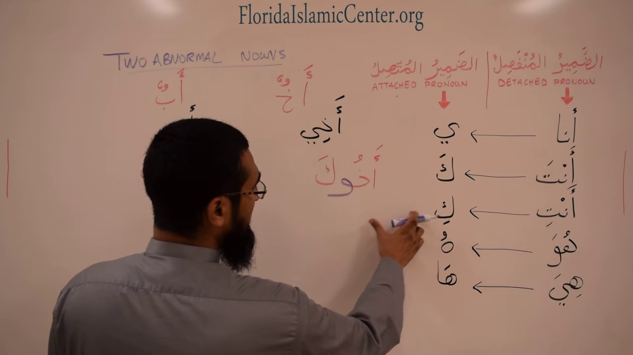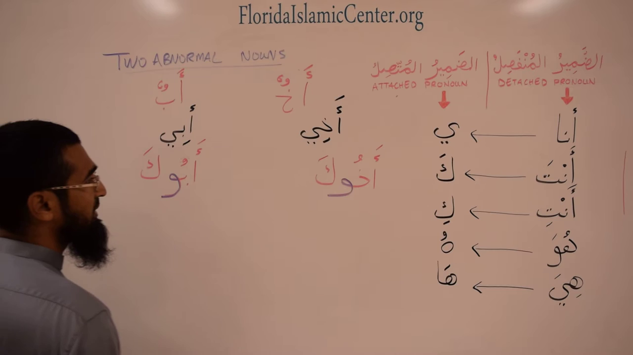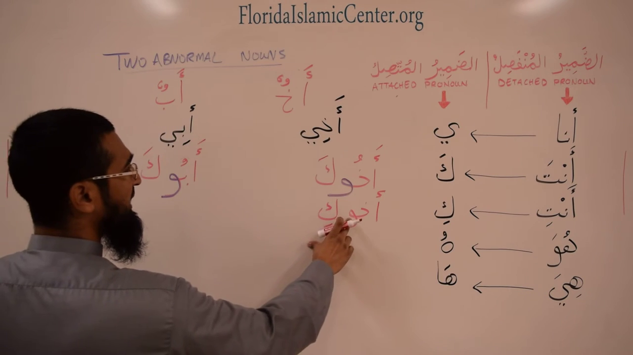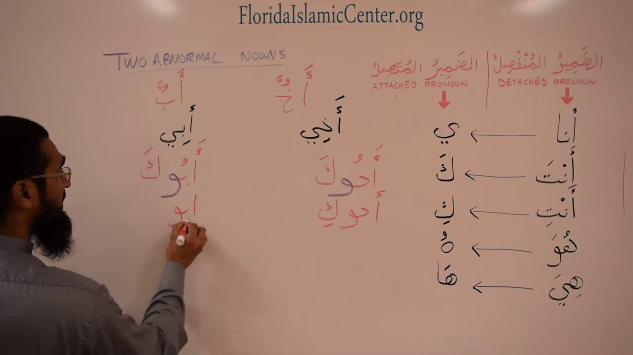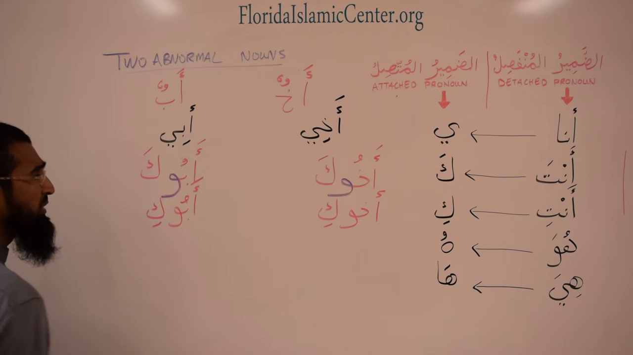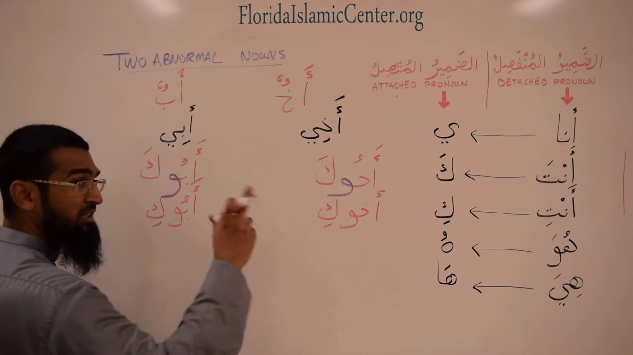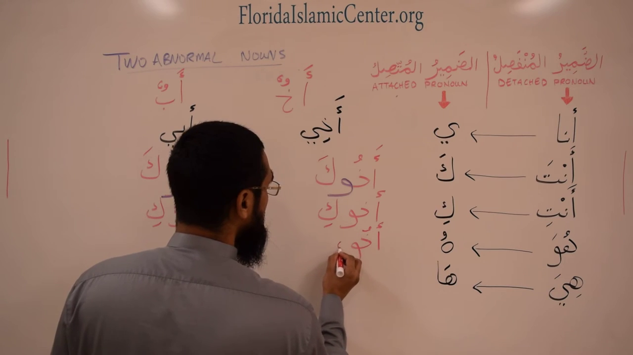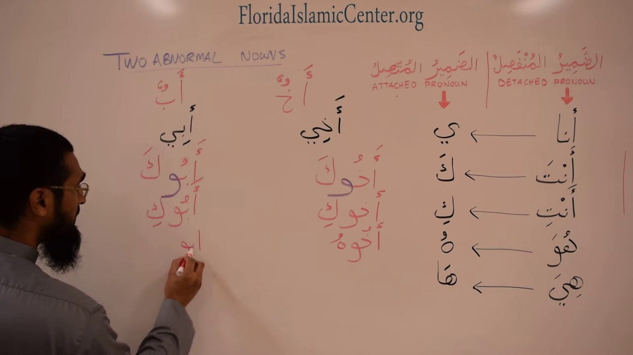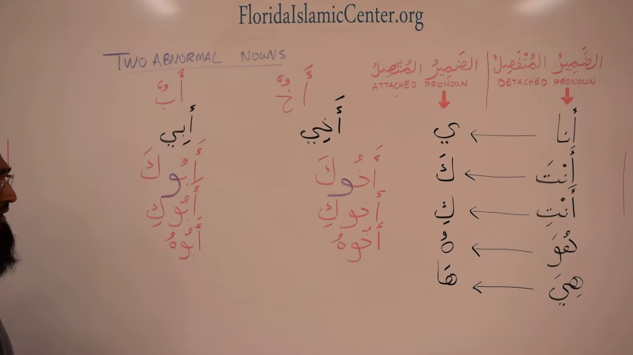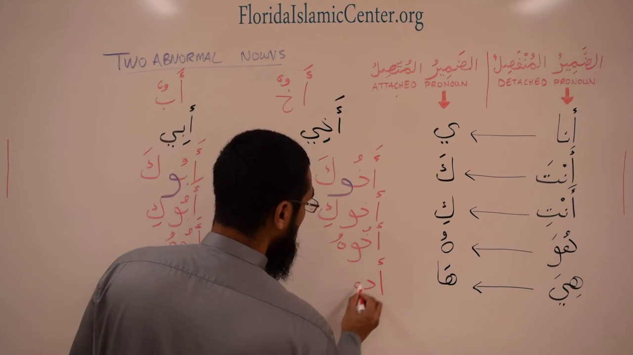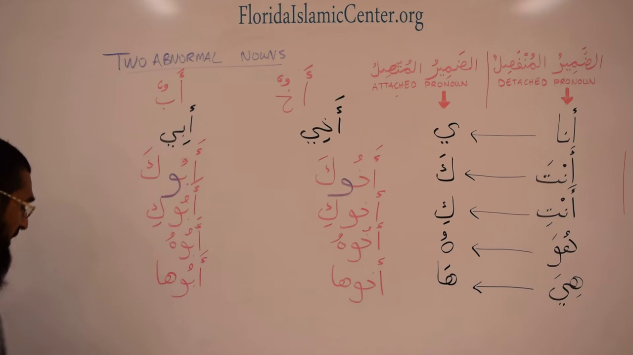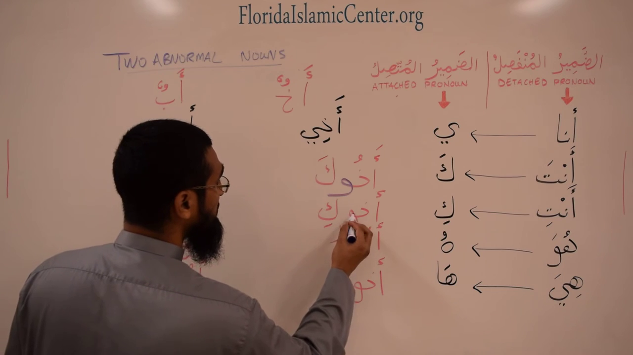Similarly, if you add the ki, it's going to be akhuki. The waw is there again, it's abnormal. And abuki, which means your father. Remember, ki, you're speaking to a female. And his brother is going to be akhuhu, and abuhu, his father. Her brother is going to be akhuha, and abuha. So what's abnormal? These waws are just appearing out of nowhere.